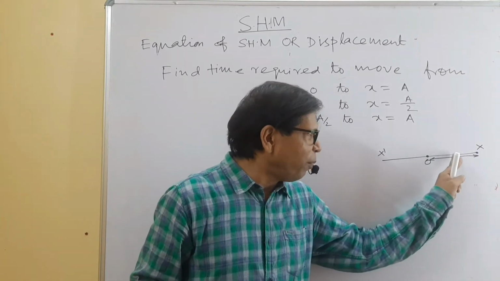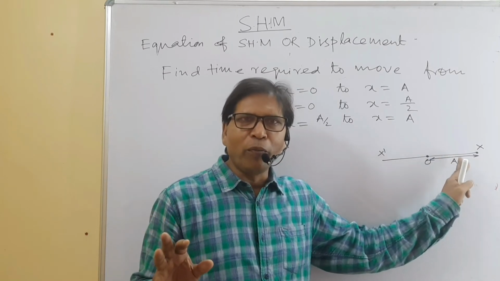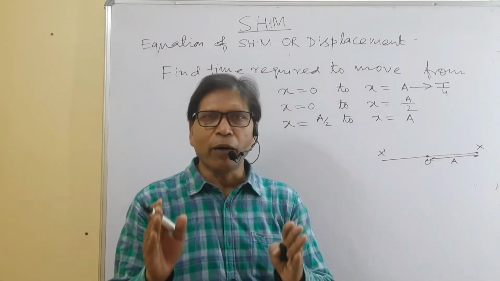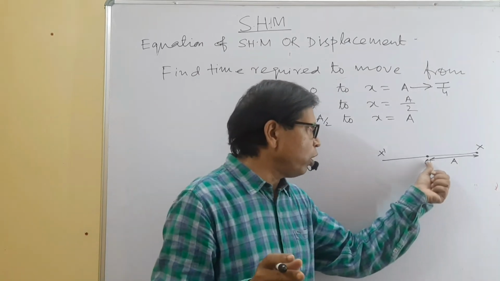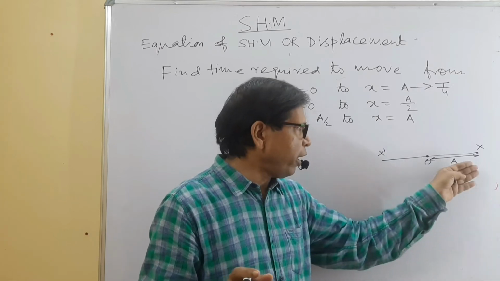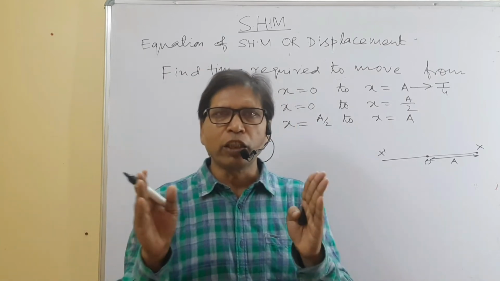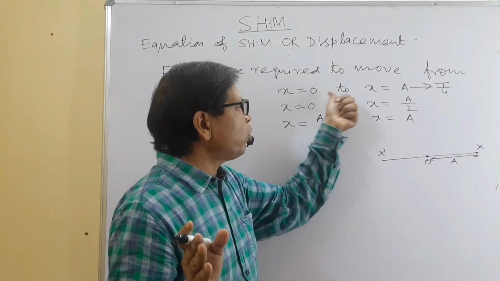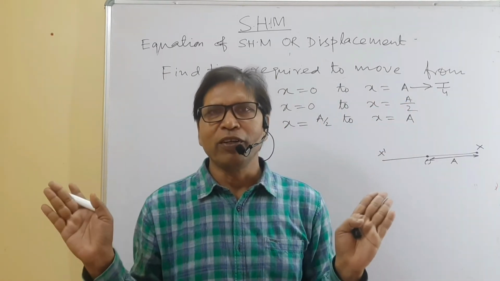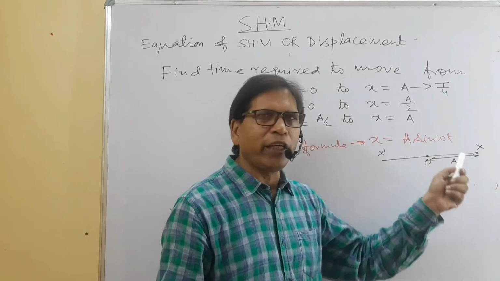Find the time required to move from mean position to extreme position, mean position to half of the amplitude, and time required to move from half of the amplitude position to extreme position. Okay, the distance traveled in one period is from this to this, then this to this, then this to this, and finally this to this. So it is 4A. So time required to cover the distance 4A is T. So time required to move from x equals 0 to x equals A, that is T by 4.